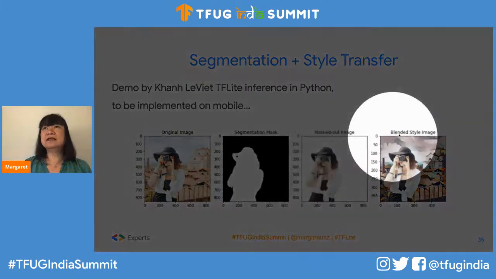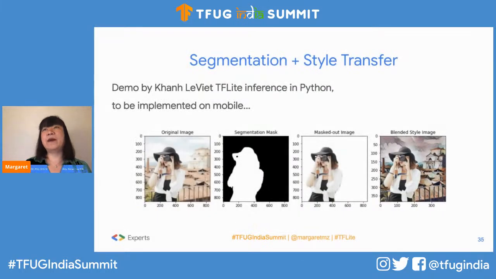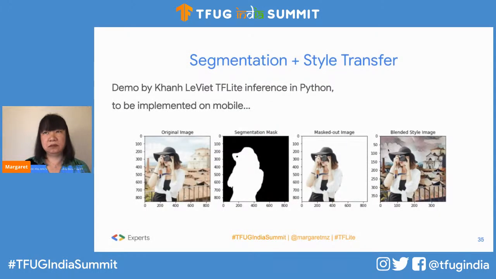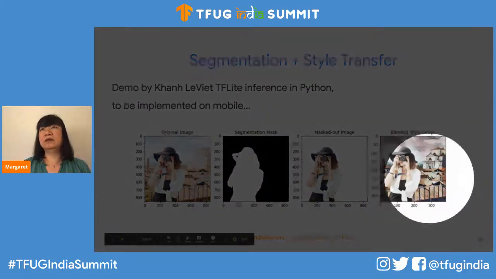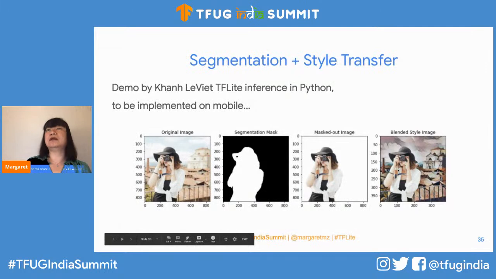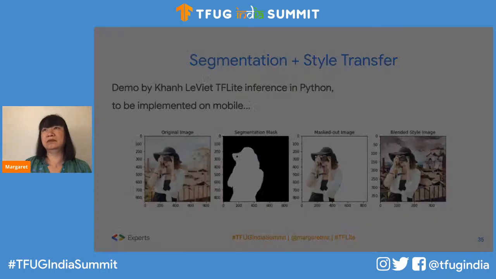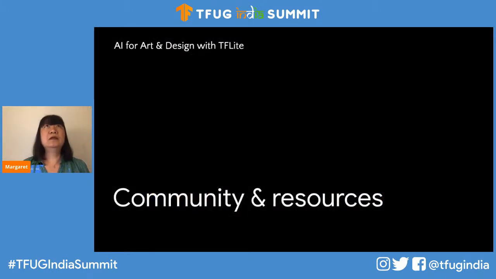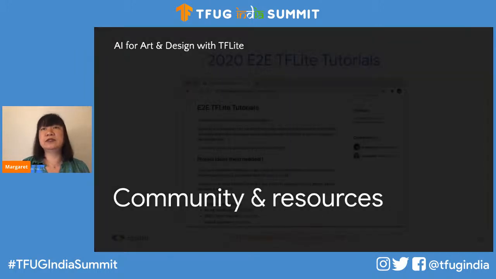But with this scenario, you have the background as a styled image, and the foreground is the actual portrait of a person. It makes the whole thing not only artistic, and you can also perhaps print it out and frame it, and put it on your wall. So, very nice example. So now I want to spend a few minutes on community and resources before I wrap up.